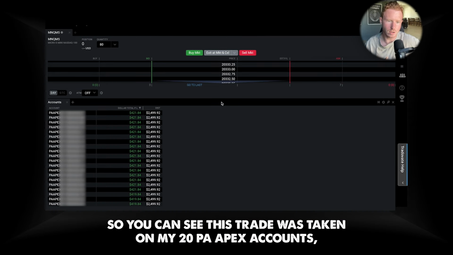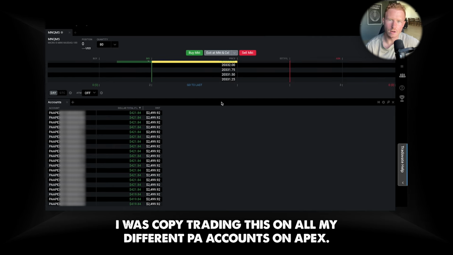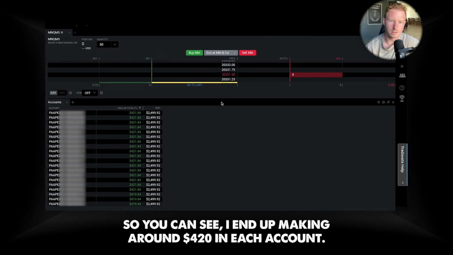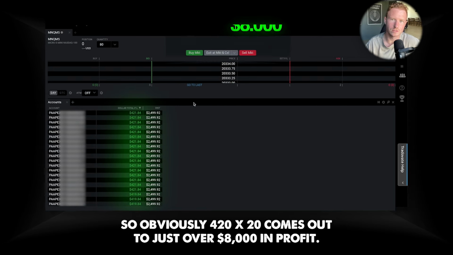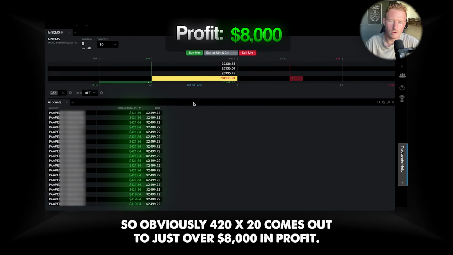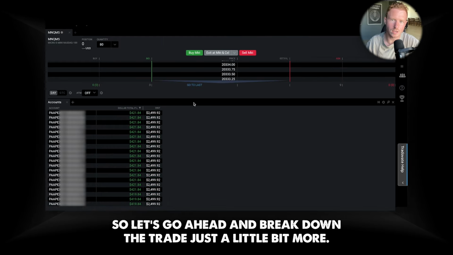So you can see this trade was taken on my 20 PA Apex accounts. I was copy trading this on all my different PA accounts on Apex. So you can see I ended up making around $420 in each account. So obviously 420 times 20 comes out to just over $8,000 in profit. So let's go ahead and break down the trade just a little bit more.